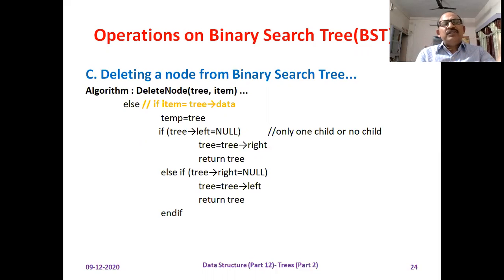We have already discussed these things in previous videos. We simply set temp equal to tree, where we had written the PTR, and here it is the tree. So temp is equal to tree. If tree left is equal to null, meaning only one child or no child, tree equals tree right and return tree. Else, if tree right is equal to null, what will we do? We simply set tree equal to tree left, return tree, end.